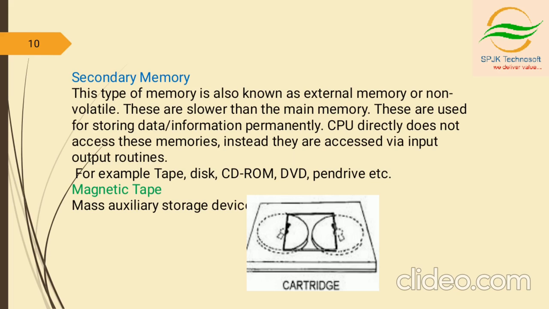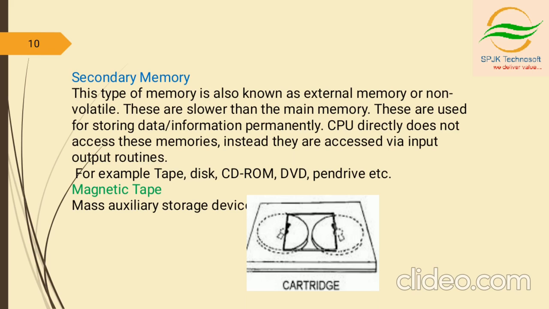Next, secondary memory. Secondary memory refers to storage devices such as hard drives and solid state drives. It may also refer to removable storage media such as USB flash drives, CDs and DVDs. Unlike primary memory, secondary memory is not accessed directly by the CPU. Primary memory is directly accessed by the CPU, while secondary memory is not.